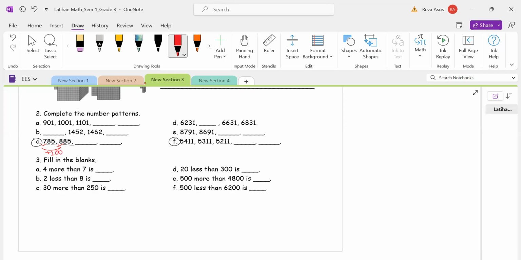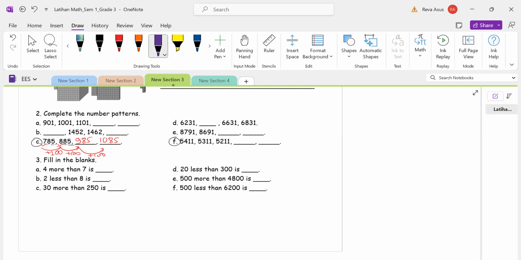So the next is going to be plus 100. It's going to be 985. Plus 100 again, it's going to be 1085. Then for F, we have 5,411 and then 5,311 and then 5,211.